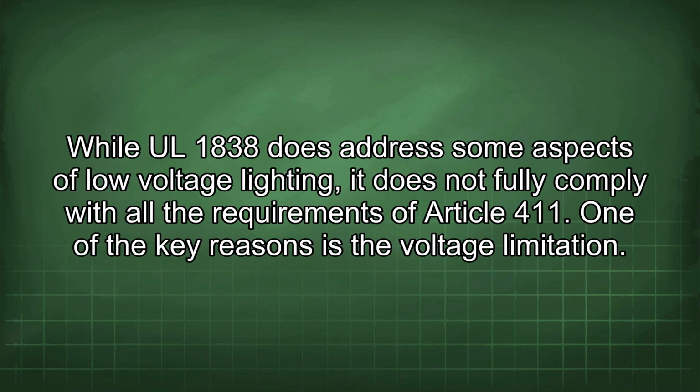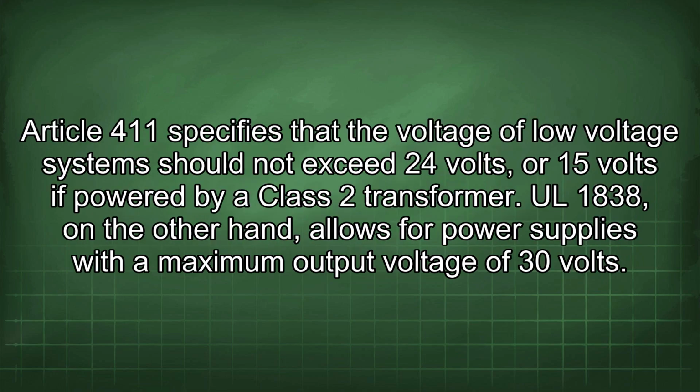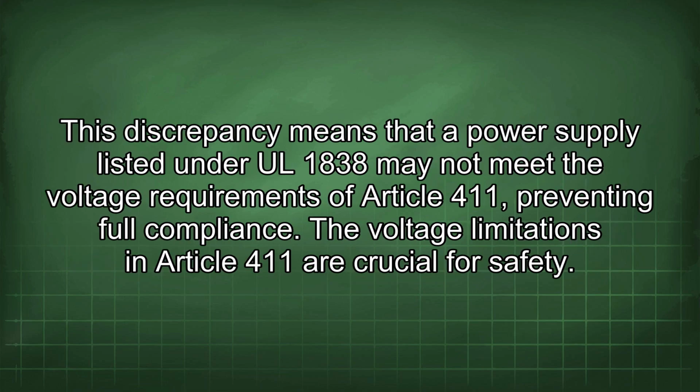Thirdly, UL 1838 is a standard for low-voltage landscape lighting systems and components. While UL 1838 does address some aspects of low-voltage lighting, it does not fully comply with older requirements of Article 411. One of the key reasons is the voltage limitation. Article 411 specifies that the voltage of low-voltage systems should not exceed 24 volts, or 15 volts if powered by a Class 2 transformer. UL 1838, on the other hand, allows for power supplies with a maximum output voltage of 30 volts. This discrepancy means that a power supply listed under UL 1838 may not meet the voltage requirements of Article 411, preventing full compliance.